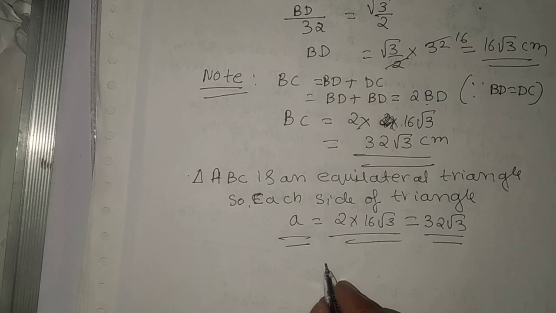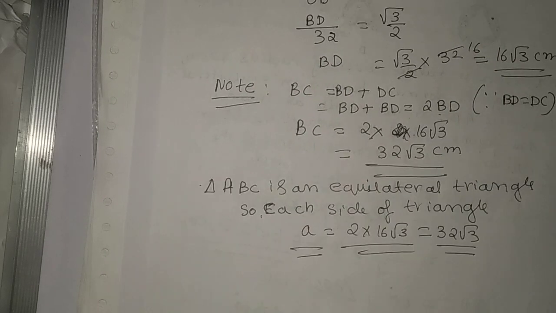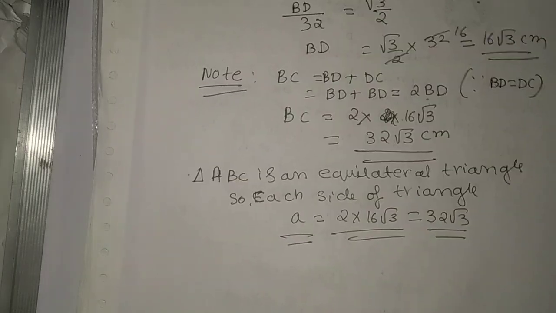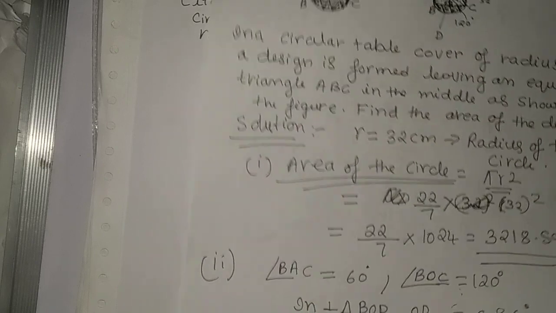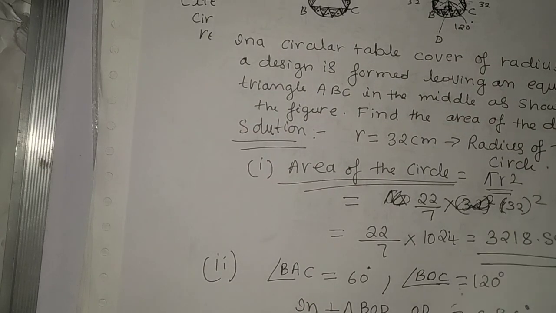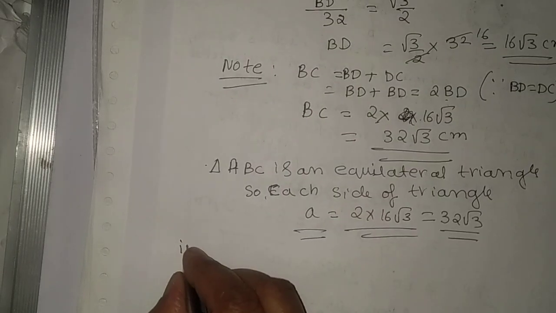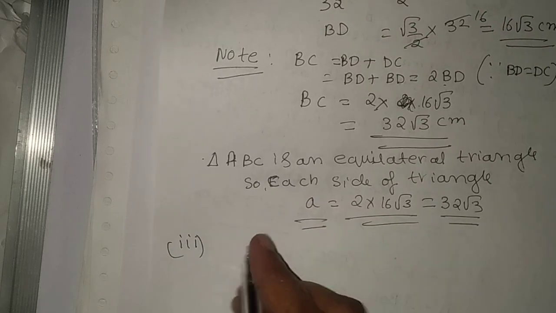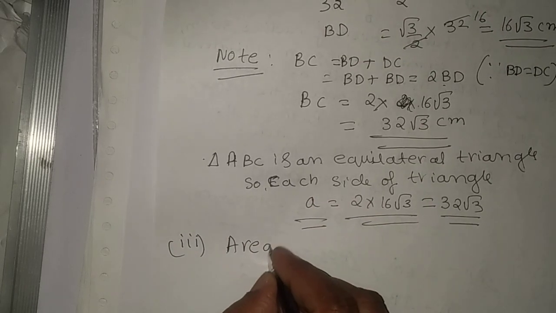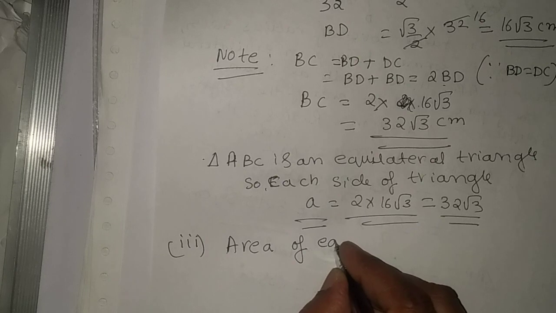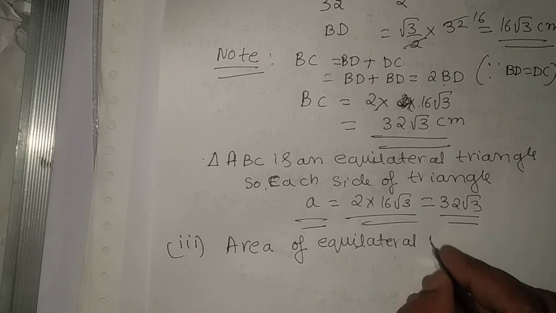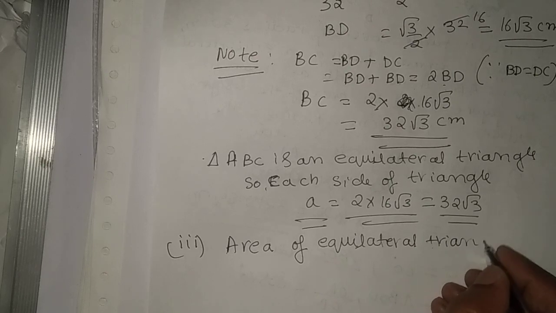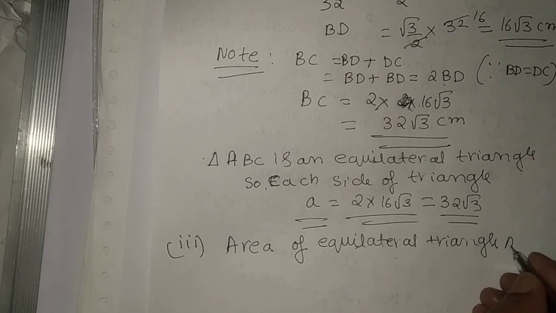Next, now we'll find out the third part of the question. We finished the second part, that is finding the side of the equilateral triangle. We finished finding the area of the circle. Then the second part is finding the sides of the equilateral triangle. Then the third part of the question will be the area of the equilateral triangle. We have to find the area of equilateral triangle ABC.